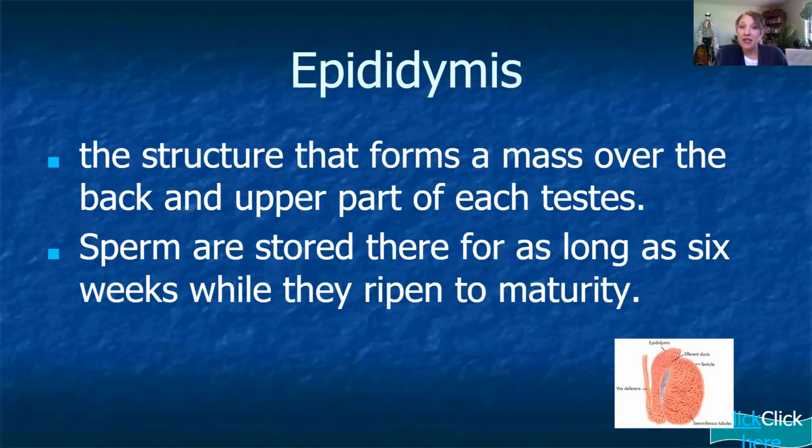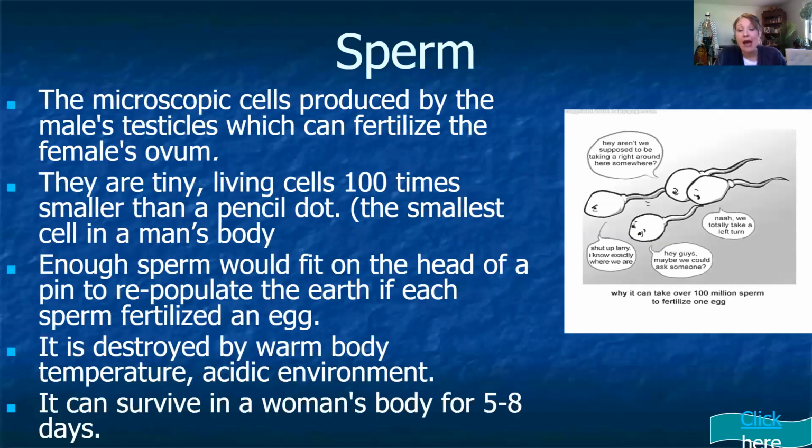So the epididymis not only collects the sperm, but they also can hold them there for weeks until those sperm are completely ready and they are mature. We'll learn the sperm have a lot of mitochondria in them so that they can swim. They need a lot of energy. They are tiny, tiny, tiny compared to the egg. And they say that enough sperm will fit on the head of a pin to repopulate the earth. So that's a lot of extra sperm that is produced.